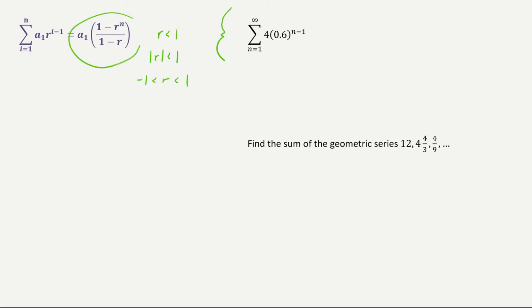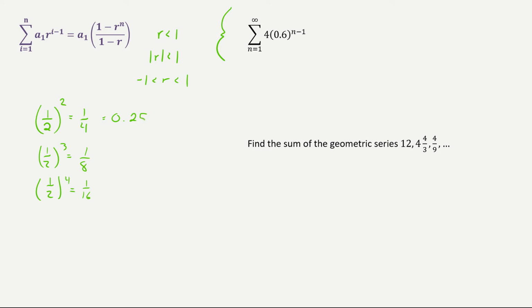Let's think about it. Over here, I have our formula that we just talked about for geometric series. What if r is less than 1? What if r is 1/2? If I take 1/2 to the second power, I get 1/4. If I take 1/2 to the third power, I get 1/8. If I take 1/2 to the fourth power, I get 1/16. What do you notice about these values? 0.25, 0.125, and 0.0625. They get smaller and smaller.